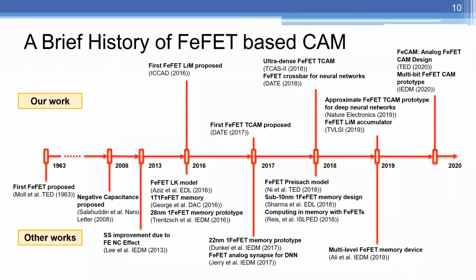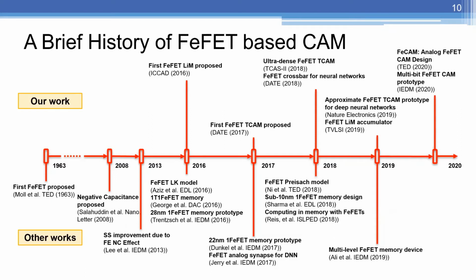Here I briefly introduce the history of the FeFET as well as FeFET-based CAM designs. The device was first proposed in the 1960s. However, due to technology limitations, it was not developed until 2008, when it was fabricated at the Berkeley lab, initially for improving the sub-threshold swing of the devices. At that time, it was called negative capacitance FET because the researchers aimed to improve the sub-threshold swing by employing the negative capacitance effect of the ferroelectric layer.